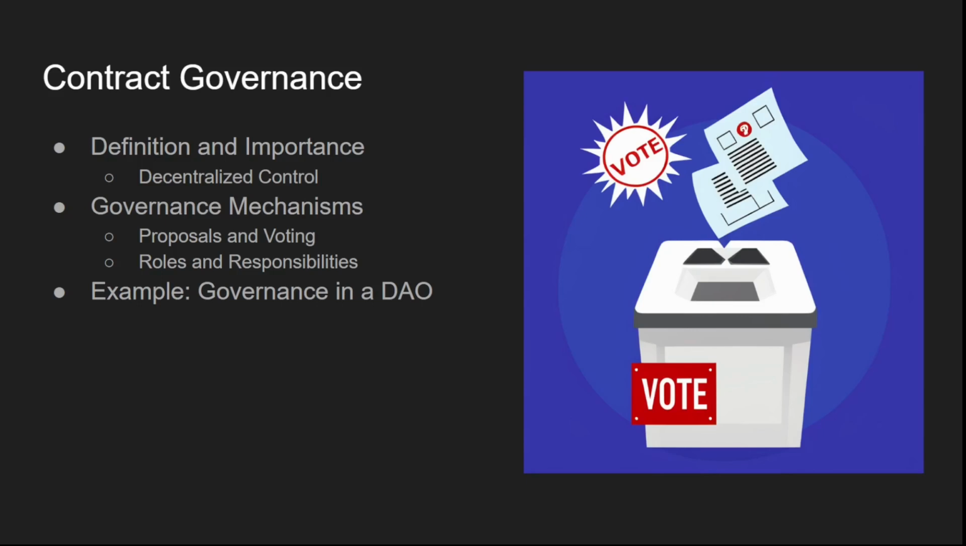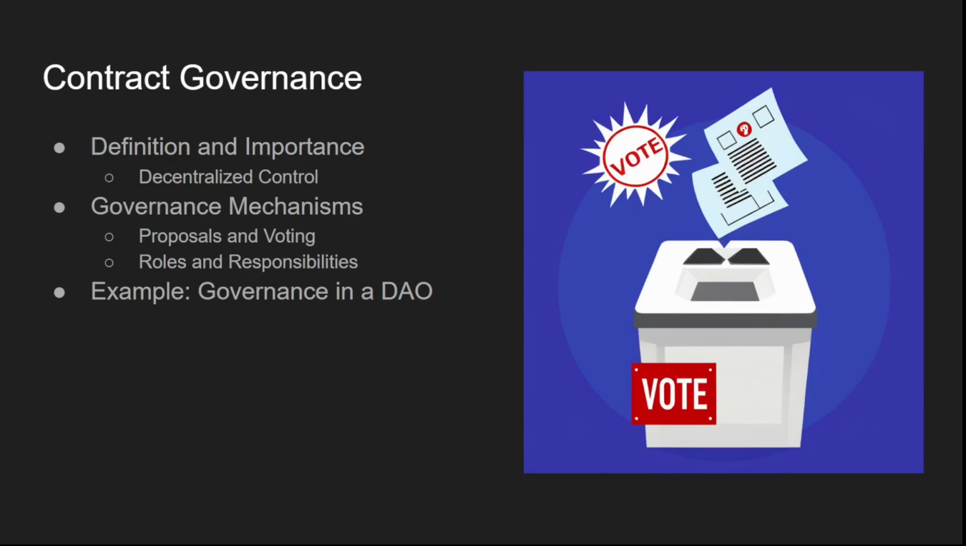Now let's look at some common governance mechanisms used in Agoric contracts. The first of these governance mechanisms are proposals and voting. One of the primary mechanisms for governance is through proposals and voting.